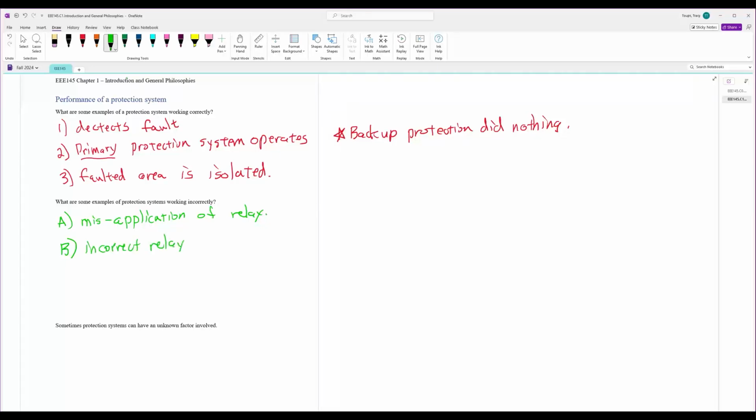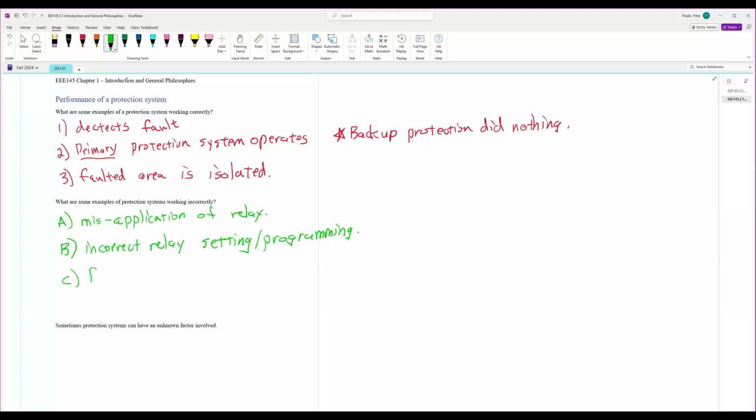Number two is incorrect relay settings. Every relay you have to program, so the settings or programming is wrong. You forgot to put a semicolon somewhere, or you forgot to put an AND gate or something, right? So your logic, something's messed up.